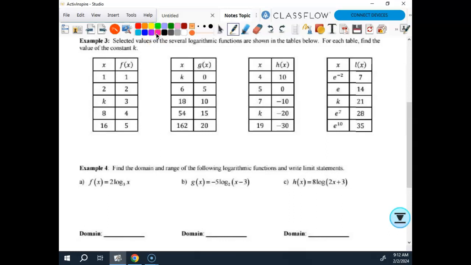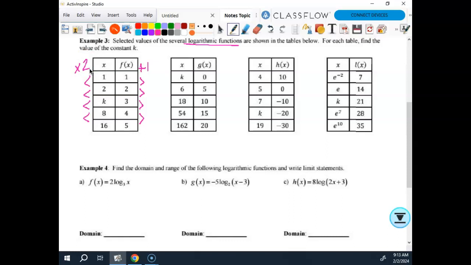We have selected values of several logarithmic functions as shown in the tables below. For each table, we're going to find the value of the constant k. Now, here's something important. It tells us these are logarithmic functions. That's good. That means if our y values are equally spaced, which in this case they are, we're just adding 1 each time, then our x values should change multiplicatively. What are these being multiplied by? 2. We basically did that yesterday.